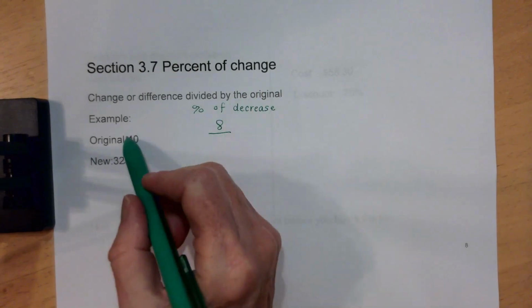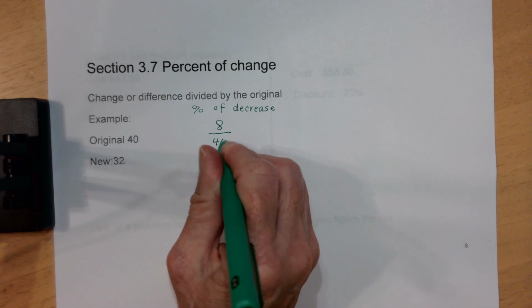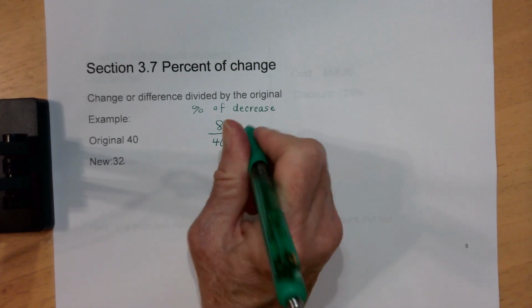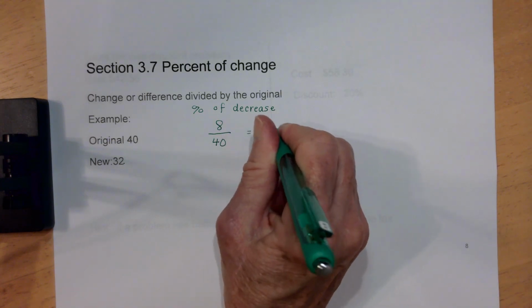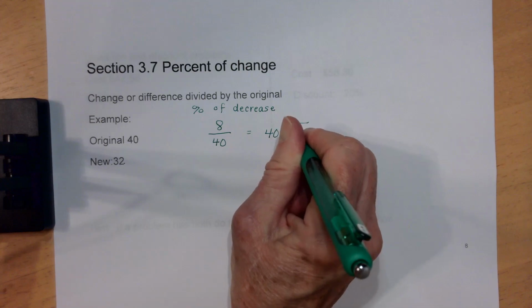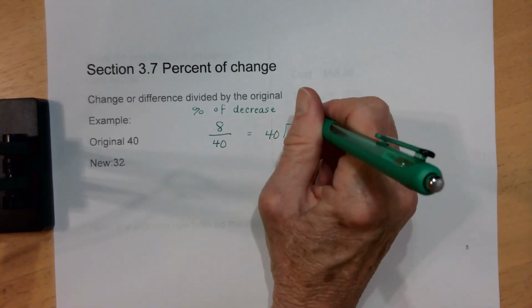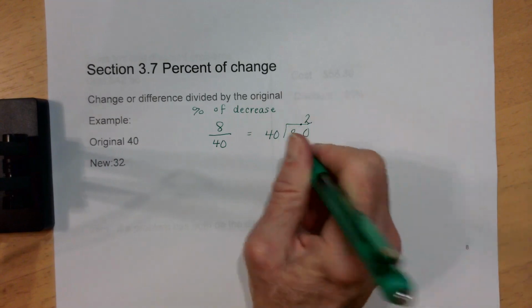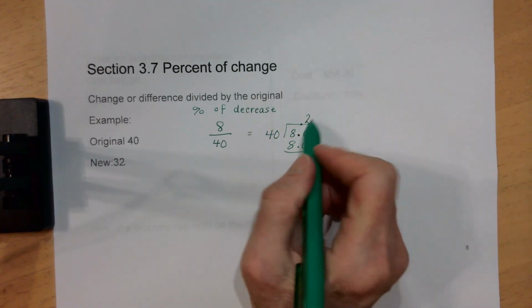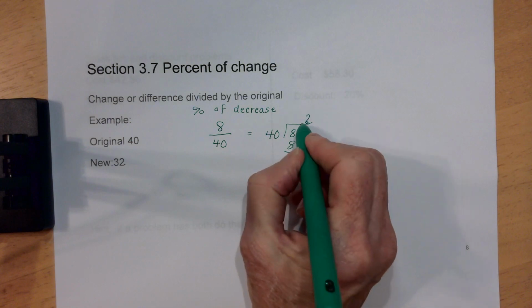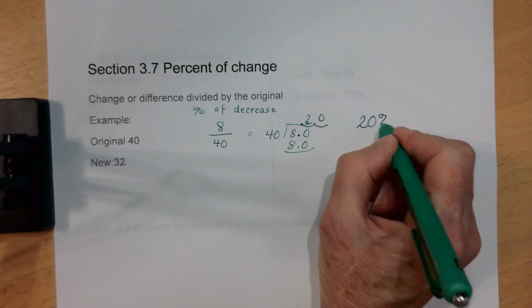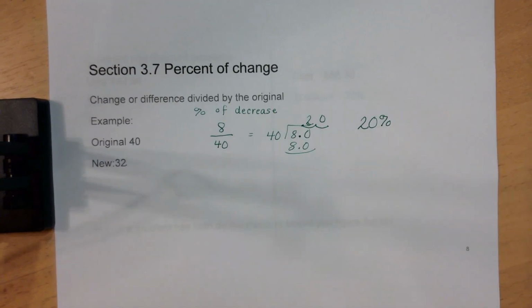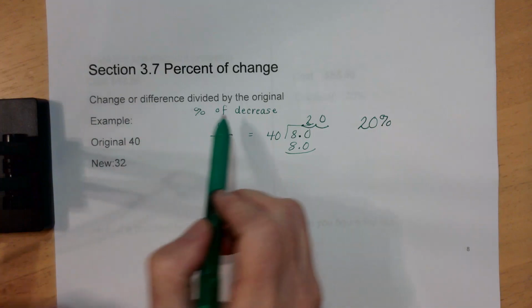So I have 8, which is the difference, over 40, which is the original. Now you can always reduce it down if you want to, but ultimately what you're doing is you're dividing the bottom into the top. It goes 0.2 times. But this is a decimal. I need to change it to a percent, so I'm going to move it 2 places to the right. So what I have is a 20% rate of decrease. Make sure you remember it's change or difference divided by the original.